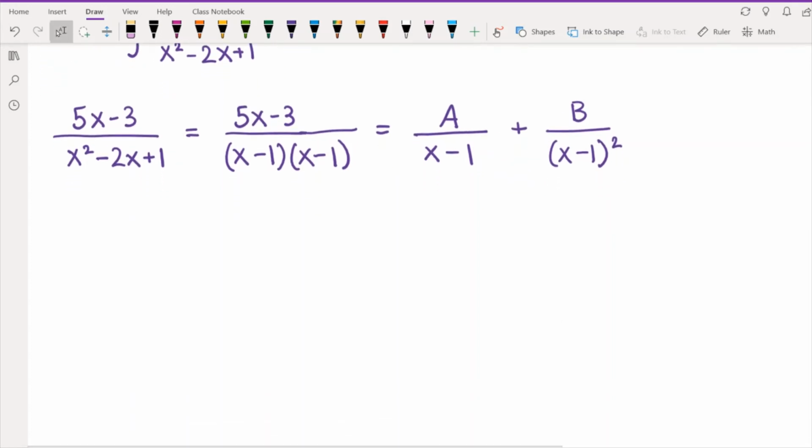Okay, so let's now do the same thing we did on the last one. So we're going to make a common denominator. And that's actually a little easier for this one because the only thing that needs to change is the first one, right? So we're going to multiply the first one by x minus 1 over x minus 1. The second one is still going to be b over x minus 1 squared.